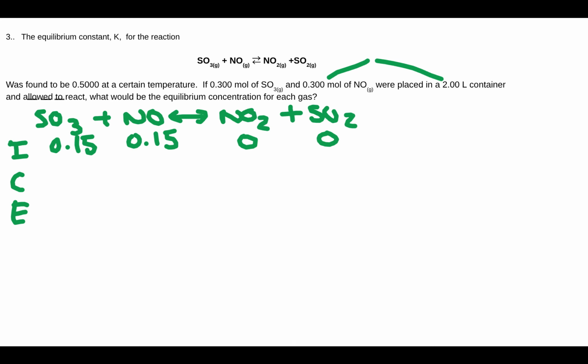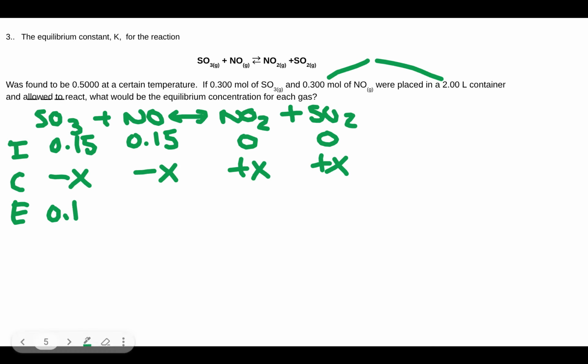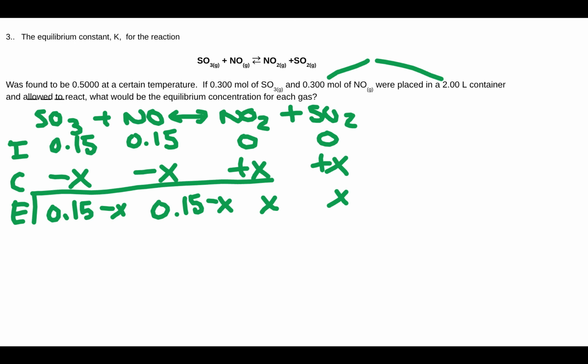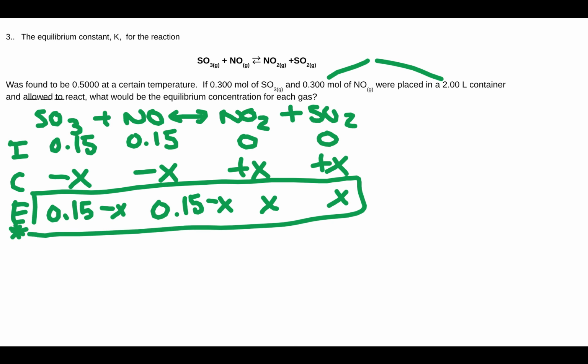Then we can set up the change. Reactants are used up, so we'll subtract it. Products are formed, so you'll add it. Then for your information at equilibrium, you're going to just add your columns together, and then X and X. And this is the part that once again matters at equilibrium, because that's what goes into the Kc expression.